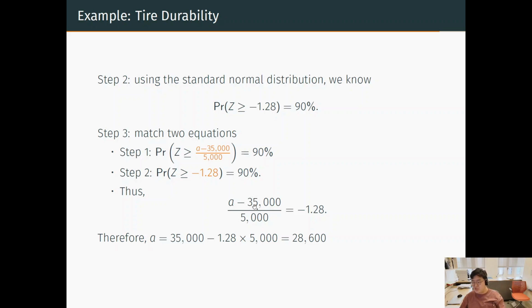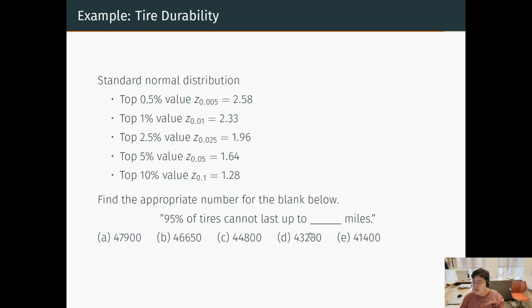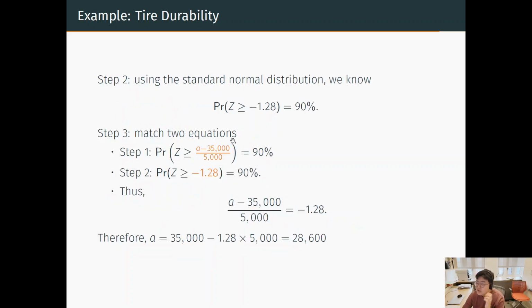By simple rearrangement, you get A equals 35,000 minus 1.28 times the standard deviation. That is this. Okay? And this is a very intuitive interpretation. So minus 1.28 is the distance from the mean. So the mean is here. This is the mean. Starting from the mean, you have to go down by 1.28 standard deviations. So 1.28 times the standard deviation is subtracted from the mean. That is what you get. Okay?